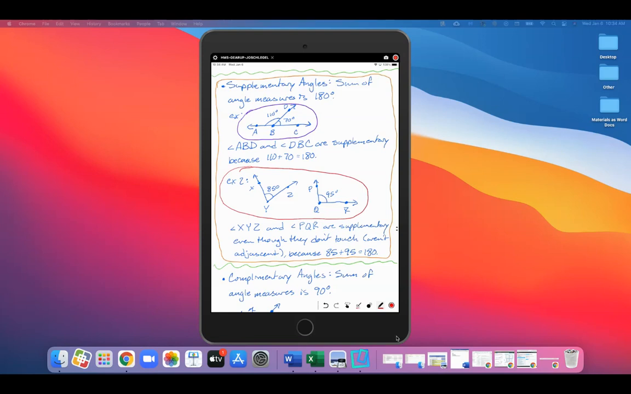So supplementary angles can, like our first example, be stuck together or adjacent and add up to be 180, or they can be out there on their own, like our second example of 85 and 95. Those two add up to be 180 as well, so those are also supplementary. Okay, now would be a great time to pause and take notes about supplementary angles. I'm going to move on to complementary angles.